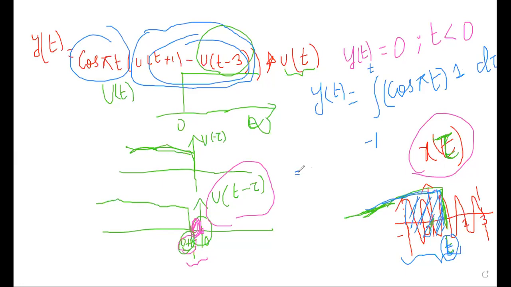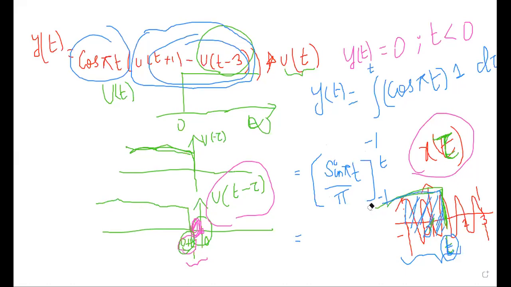Integration of cos pi t is how much? 1 by pi sin pi t. Okay, 1 by pi sin pi t, from -1 to t. So can you just substitute and get me the answer? And this meeting may get disconnected, so can you quickly get me the answer?